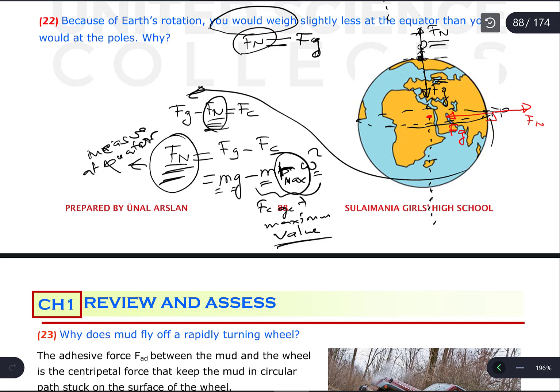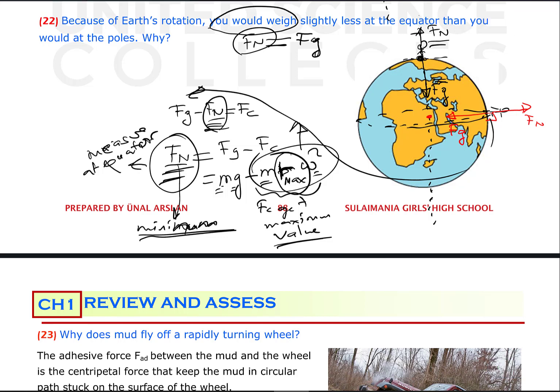Maximum value at the equator. When this Fc gets maximum value, and this term gets maximum value, of course Fg minus Fc, which is Fn, must get minimum value. So that's why you are going to measure minimum weight at the equator, because centripetal force gets maximum value at the equator. Normally your weight does not change, but what you measure is changing because of the centripetal force acting on your body.